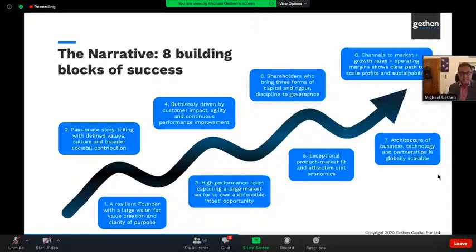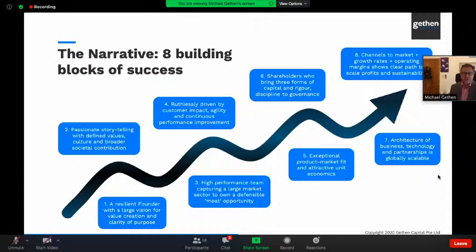The methodology that I use talks, in those first couple of boxes, about a founder with a large vision for value creation, with really defined values. Increasingly today, we need to wind into that story a broader societal contribution and impact statement. That's getting increasingly important as the investment landscape changes.